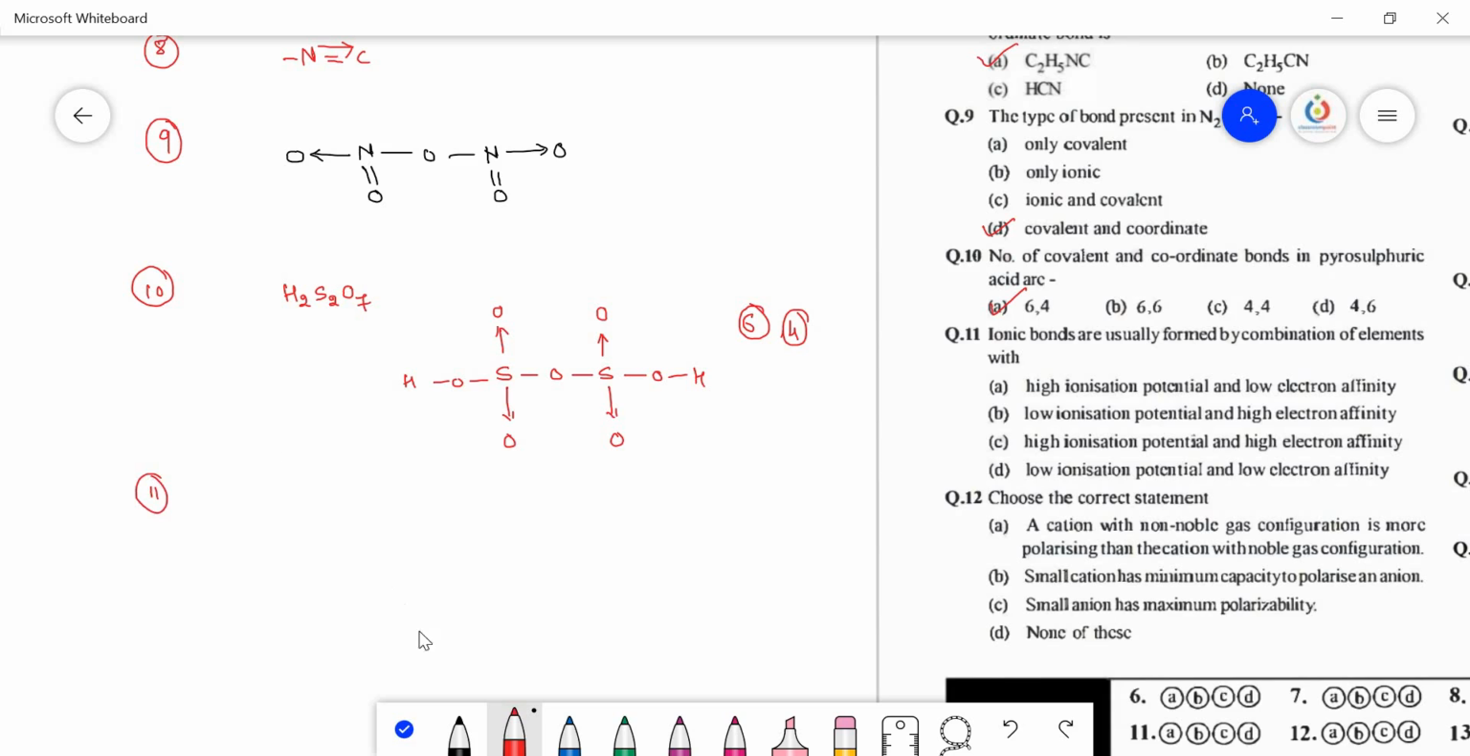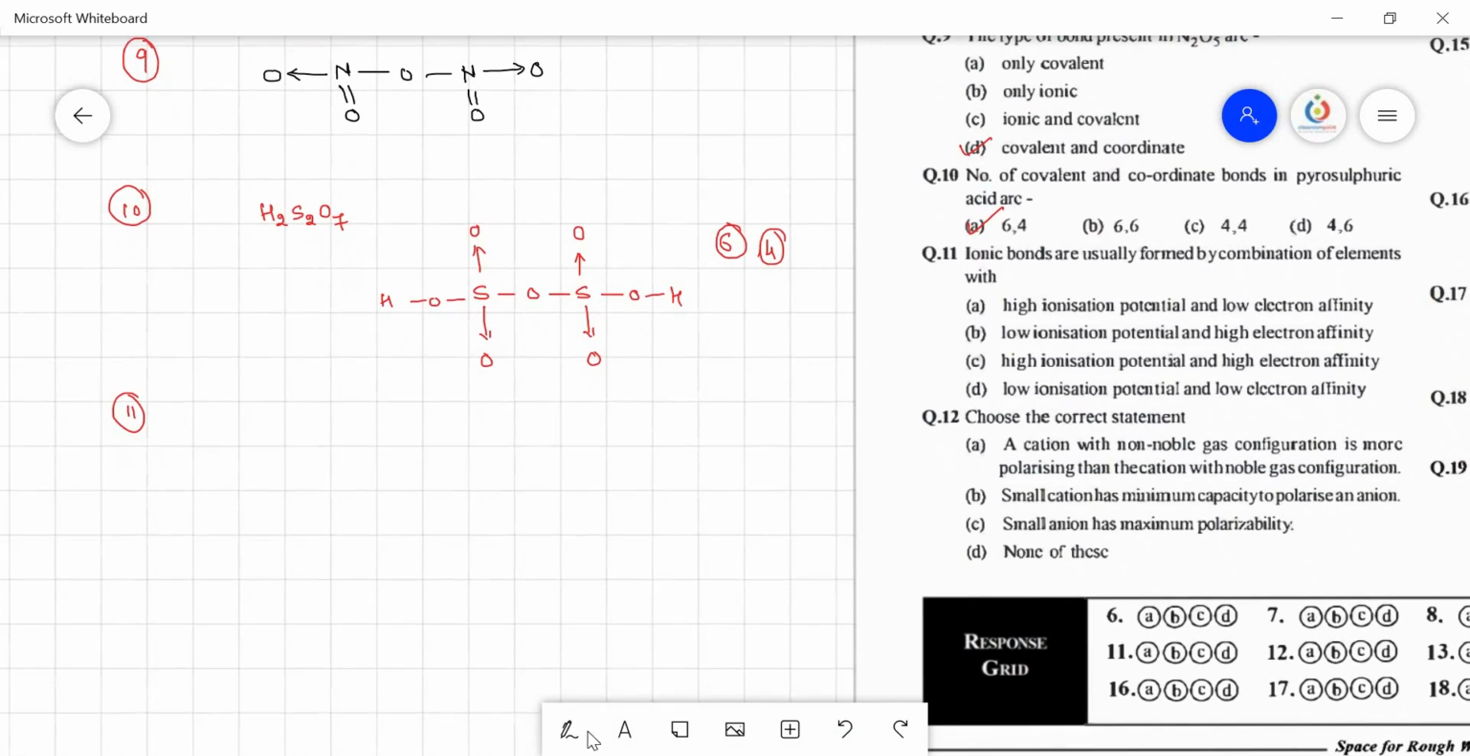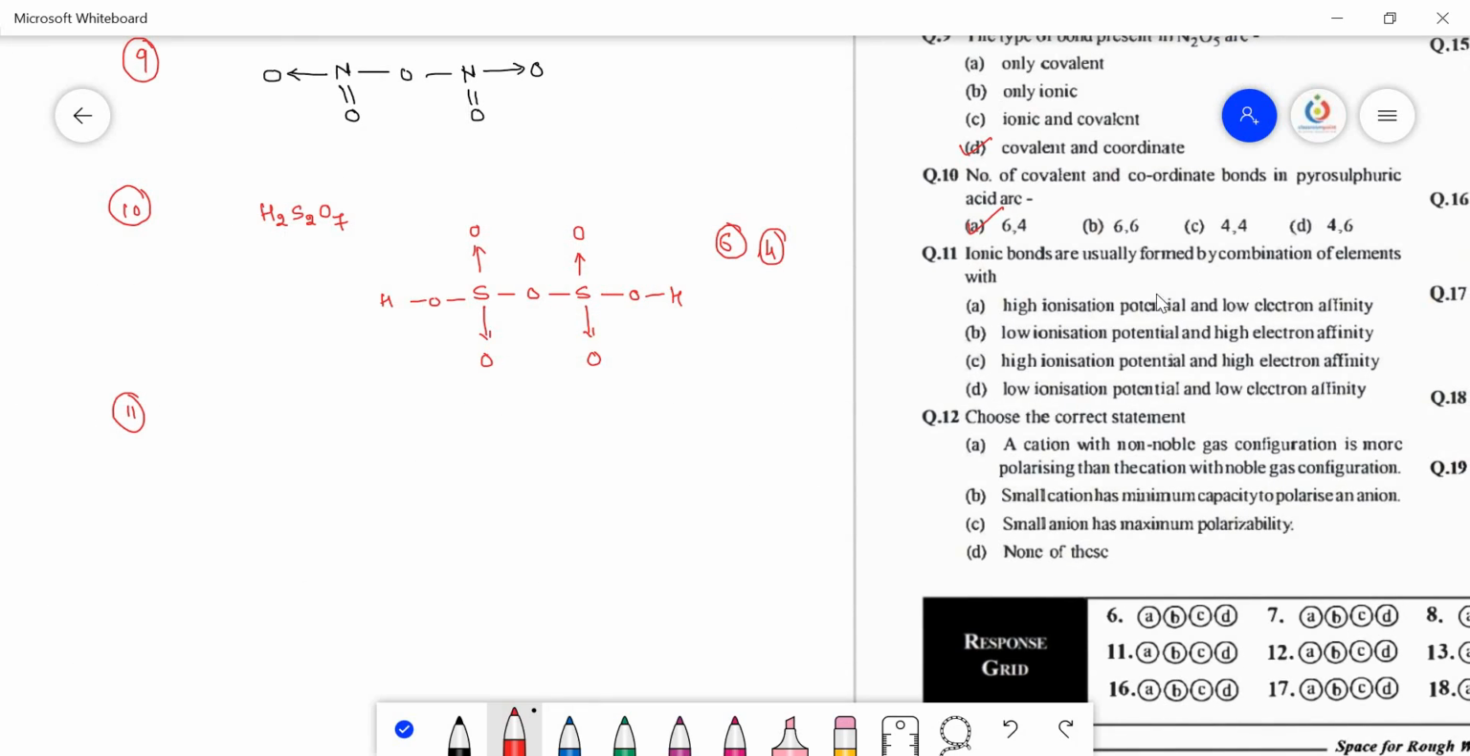Now let us solve question number 11. Ionic bonds are usually formed by the combination of elements with. So the answer for this is, a cation must have low ionization potential, and the negative ion, what we are going to discuss, the anion must have high electronegativity or electron affinity. So this is for the cation and this is for the anion. Once the metallic atom or the cation is having low ionization potential, they can easily lose the electron, so that they can form the cation easily.